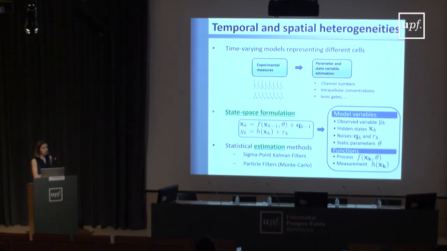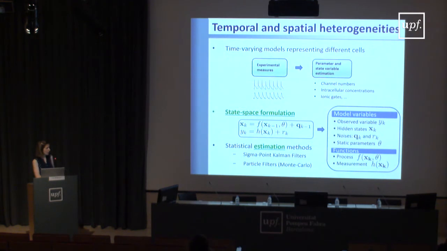Well, what we do is to formulate the problem as a state space representation, where we have the observed data, the experimental data that we get from that particular cell, and we express it as a function of all these hidden state variables, the variables of the model. When we describe the evolution of these variables, we also have the vector with the parameters of the model, the different number of channels associated with each current. So we use statistical estimation methods.